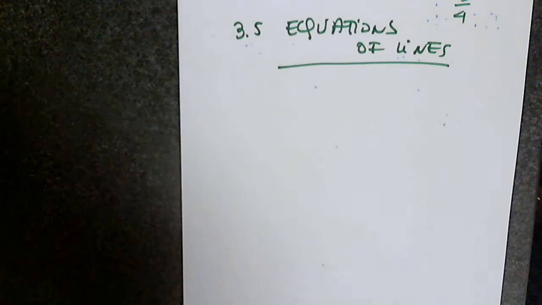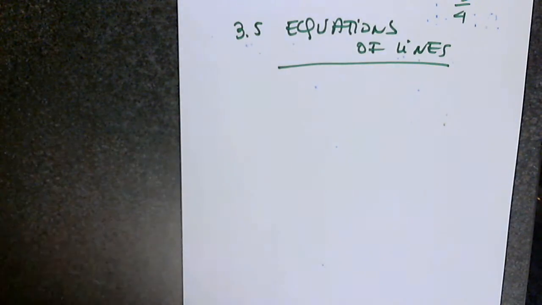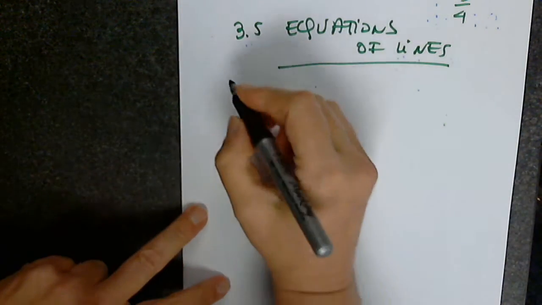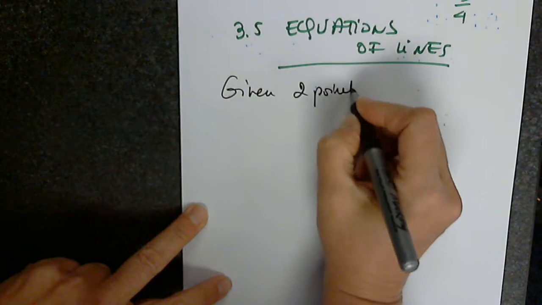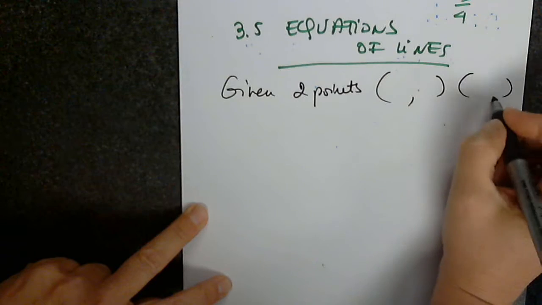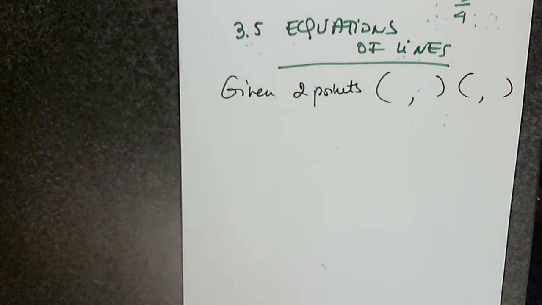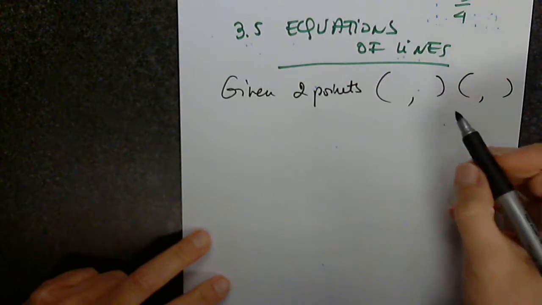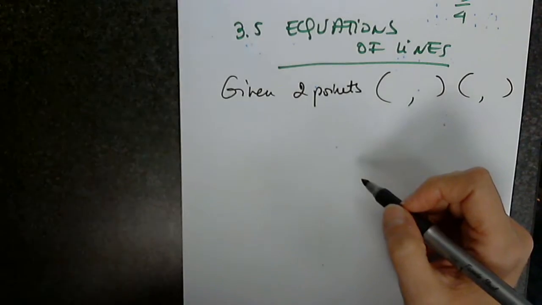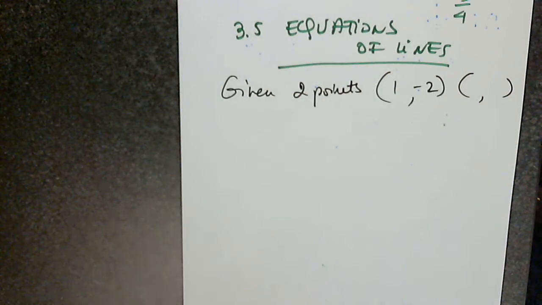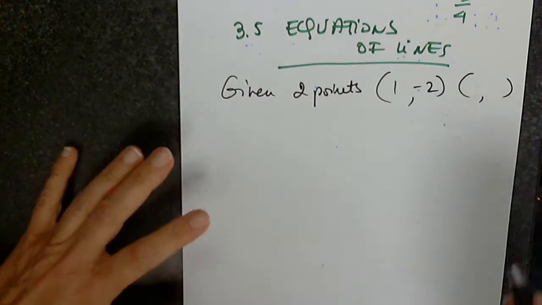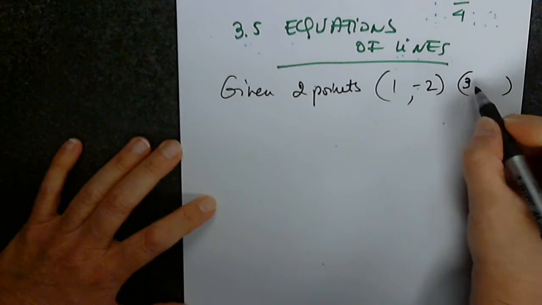Okay, so here is the scenario now. Given 2 points. Can anyone give me 2 points? Anything you can think of? And have some negatives and some positive coordinates in there. I don't want the 0, though. I'll explain why. 1, -2 is perfect. And? Very good. You said 3, -4?